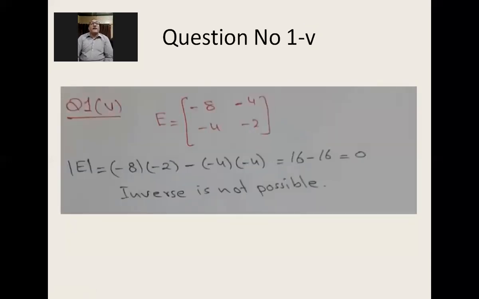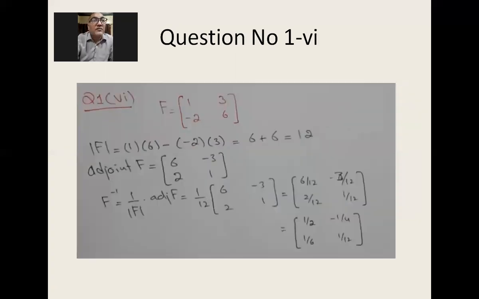Okay, so the 5th part. Here I have named it as E. E is equal to minus 8, minus 4, minus 4, minus 2. So I will multiply these two members. So it will be minus 8 multiplied with minus 2, minus 4 multiplied with minus 4. So it will be plus 16. Here it will be minus 16. So 16 minus 16 will be 0. Because the determinant is 0, it's a singular matrix. So its inverse is not possible. So simply we will write that the inverse is not possible.